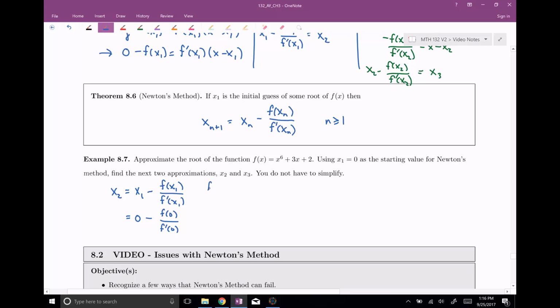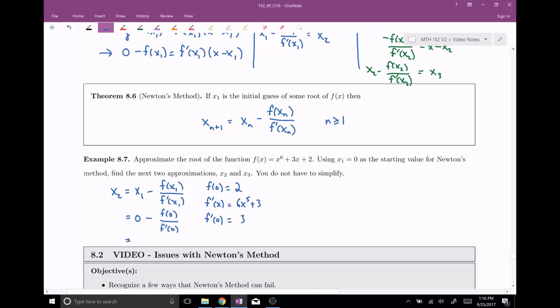So if I wanted f of 0, I'll just plug in 0 everywhere I see an x, and that's going to give me 2, right? Because 0 to the 6th plus 3 times 0 plus 2, that's 2. F prime of 0, well, let's calculate out f prime of x first. 6x to the 5th plus 3, and now f prime of 0, again plugging in 0 everywhere we see an x, we just get 3.